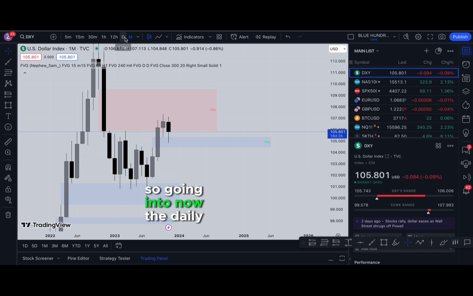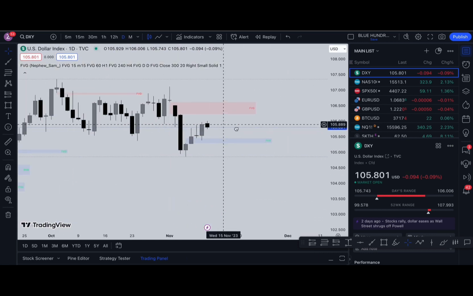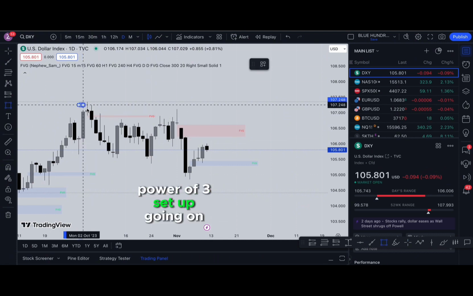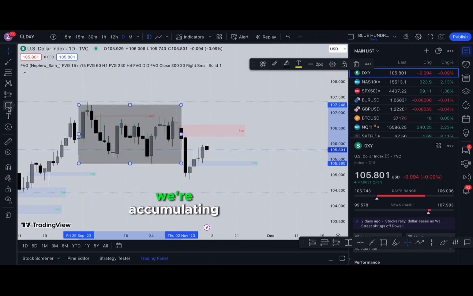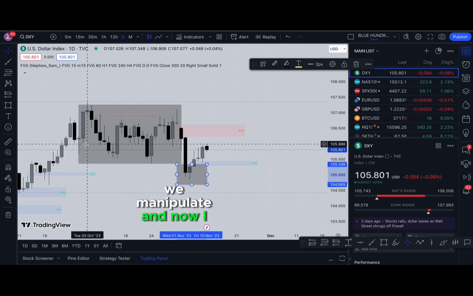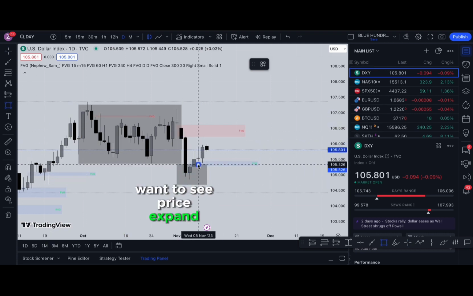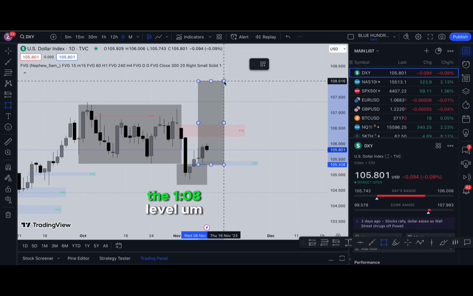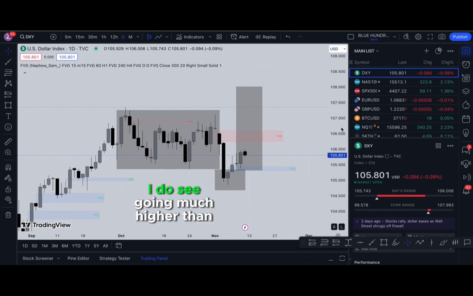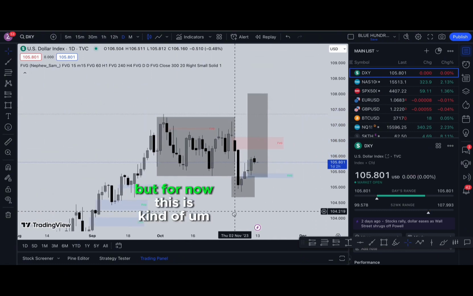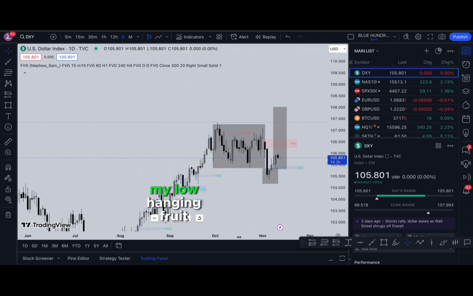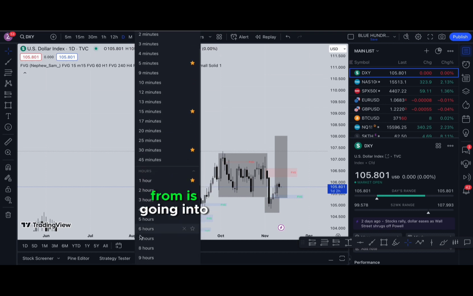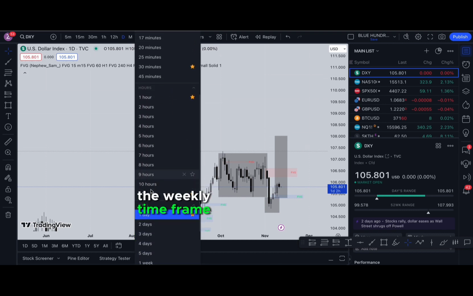So going into now the daily, you can see here we kind of have a power of three setup going on where we're accumulating, we manipulate, and now I want to see price expand higher. I'm mainly looking for it to expand into the 108 level. I do see it going much higher than that, but for now, this is kind of my low hanging fruit objective. Now, where I'm getting that level from is going into the weekly time frame.